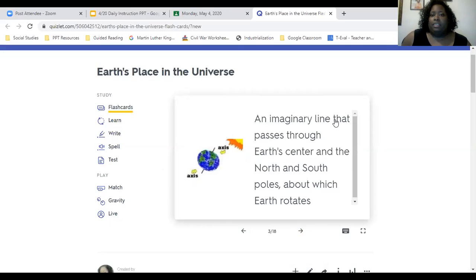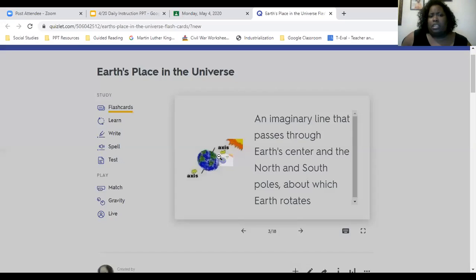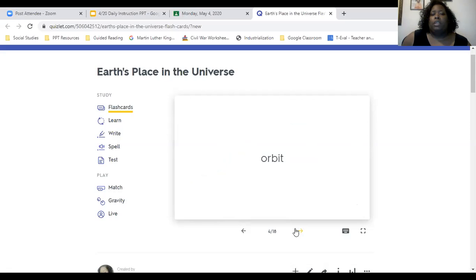Axis. Axis is an imaginary line that passes through Earth's center and at the north and south poles about which Earth rotates. And then you can see the axis, the image is not exact. You can see the axis from the North Pole and the South Pole. And then, of course, the sun. And Earth is tilted towards the sun in that image.